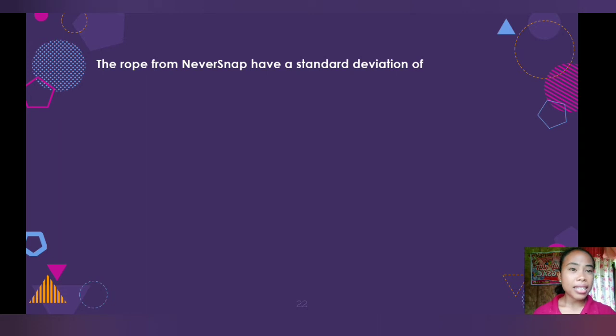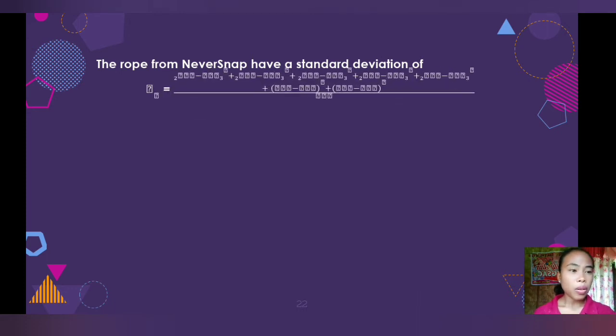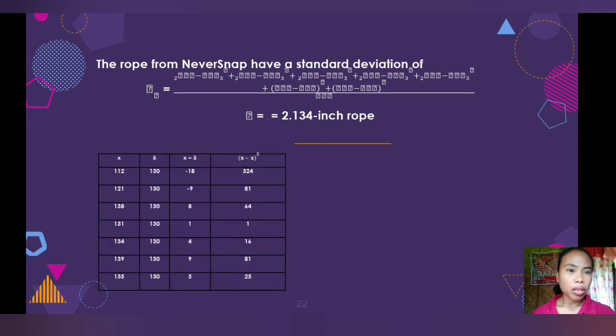So next is the Never Snap company, the standard deviation of the Never Snap company. So just follow the steps. The standard deviation of the Never Snap company is 2.134 inch roof.